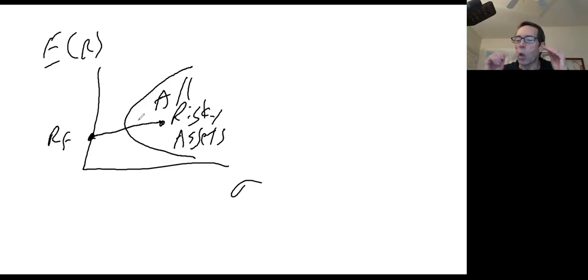think about it. For a positive covariance, the two assets are going up and down together, right? For a negative covariance, they tend to move opposite each other. Well, how does the risk-free asset move? It doesn't move at all.